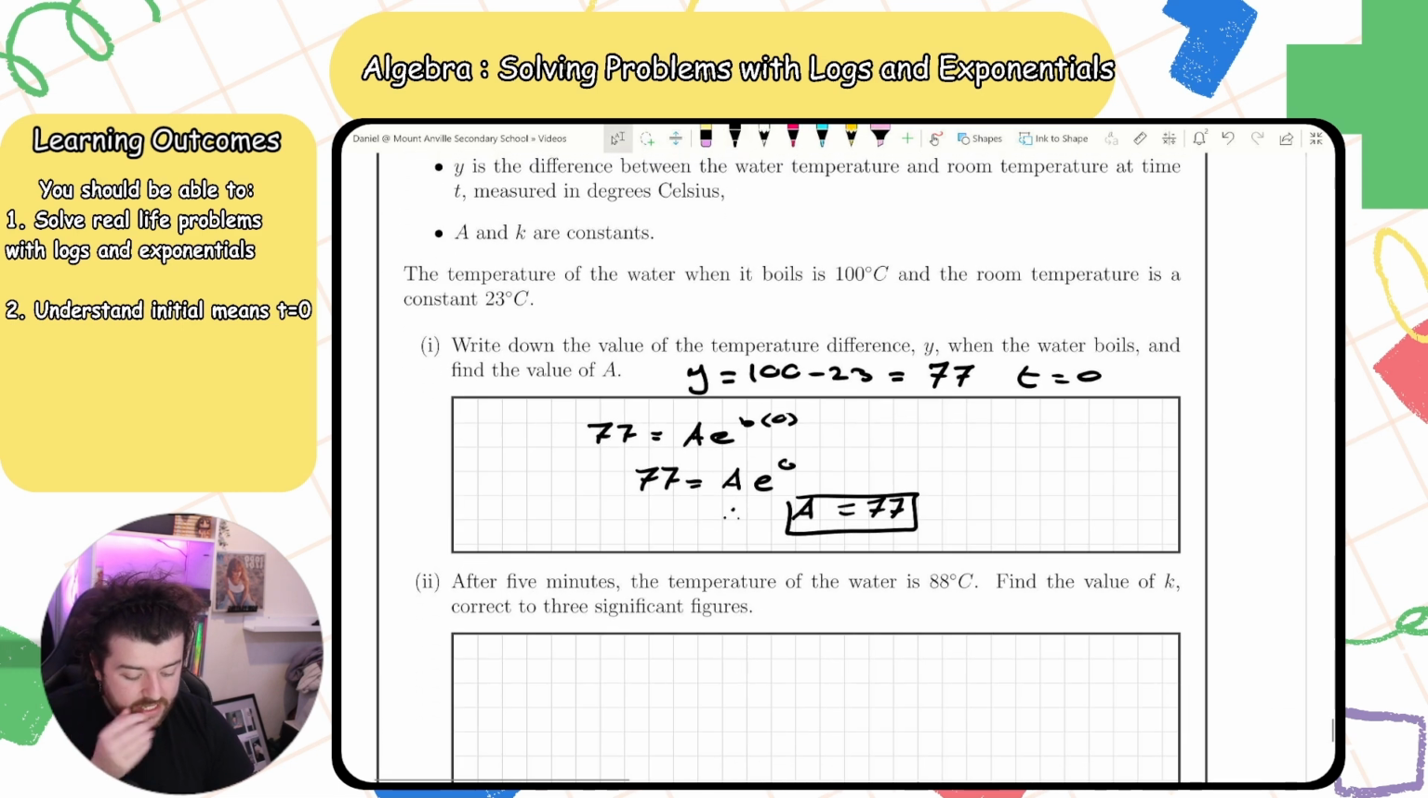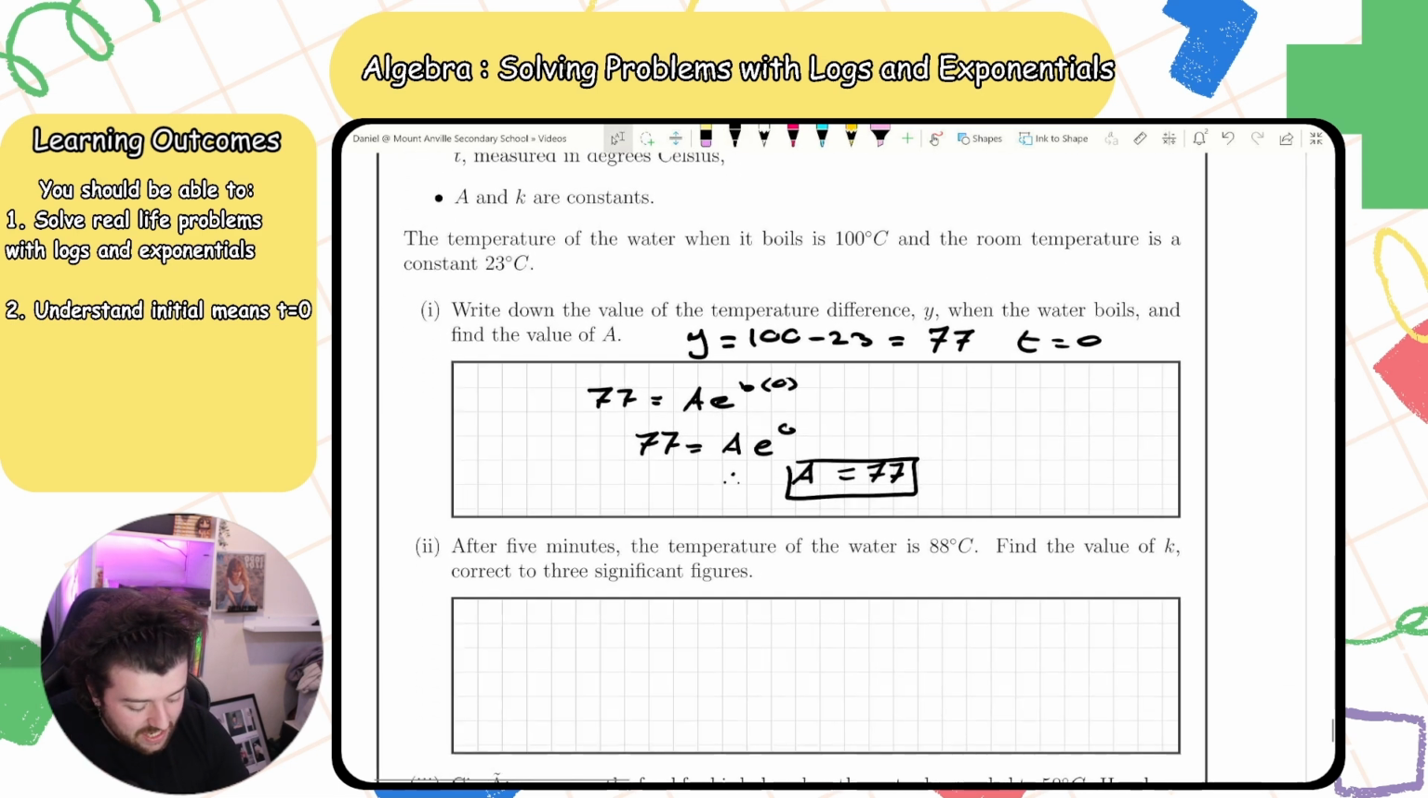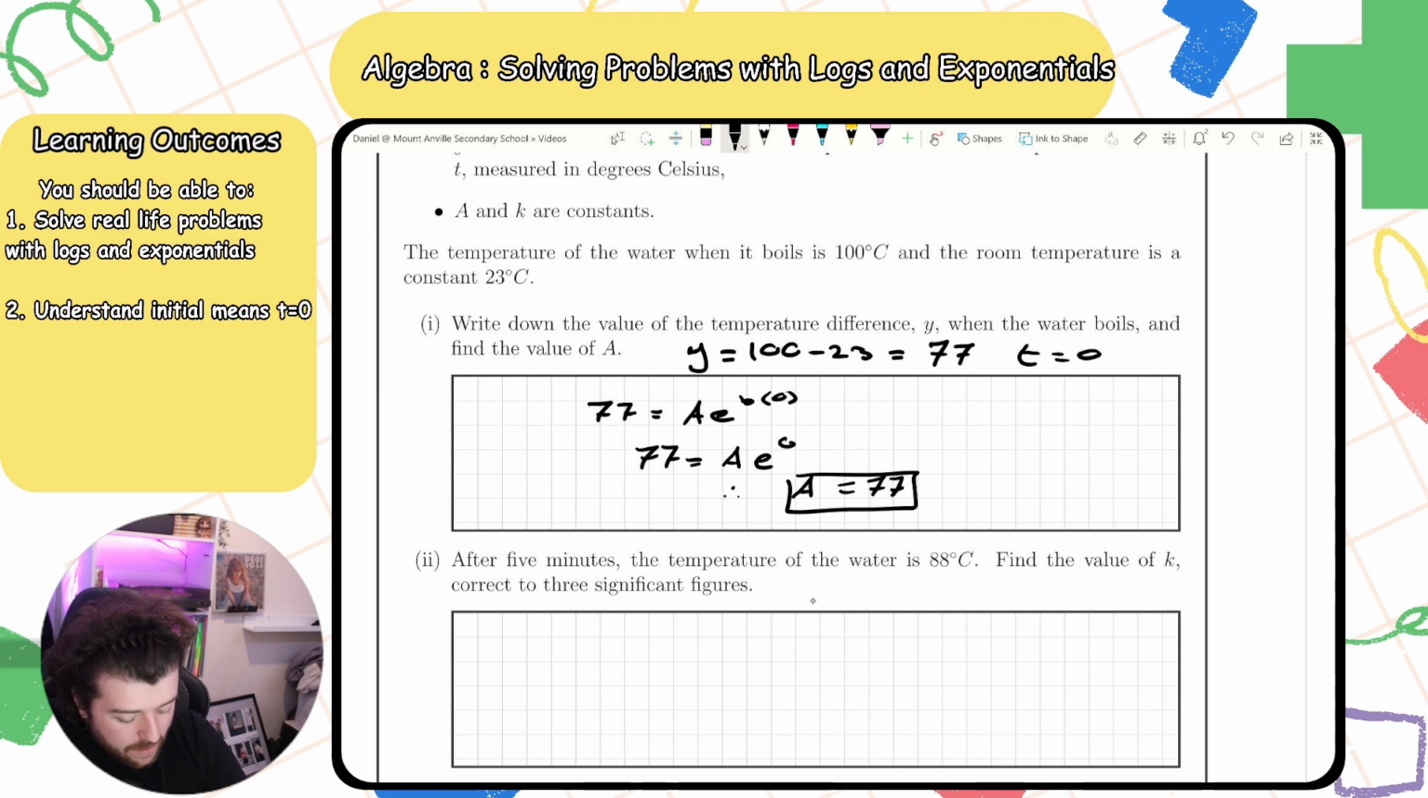After 5 minutes, the temperature of the water is now 88 degrees Celsius. Find the value of k. So remember, y is the difference. So it's 100 minus 88, which is 12. So the difference is only 12.